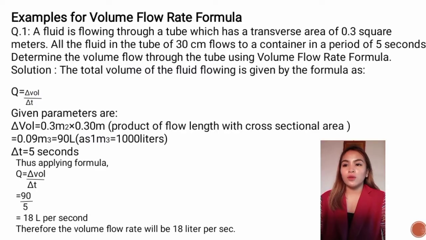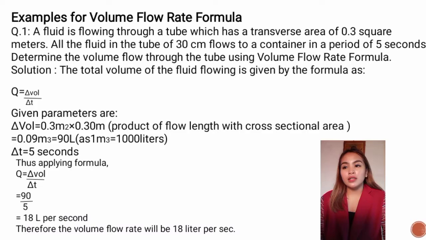The total volume of the fluid flowing is given by the formula Q is equal to delta vol over delta T. The given parameters are: delta vol is equal to 0.3 m squared times 0.30 meters, the product of flow length with cross-sectional area. So 0.3 m squared times 0.30 meters is equal to 0.09 cubic meters.